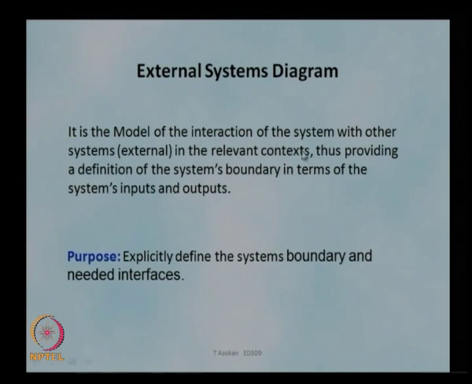So it is the model of the interaction of the system with other systems in the relevant context, thus providing a definition of the system's boundary in terms of the system's inputs and outputs. So here we are defining the system boundary in terms of the system's inputs and outputs. The purpose of this is basically to explicitly define the system boundary and needed interfaces. So using this external system diagram, we will be able to define the boundary and the needed interfaces, or the type of interface needed between the system and the external system.